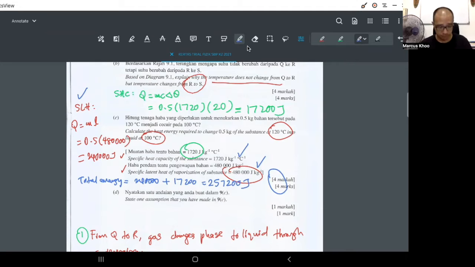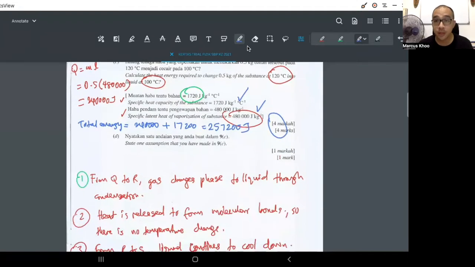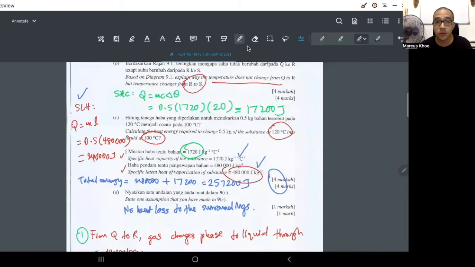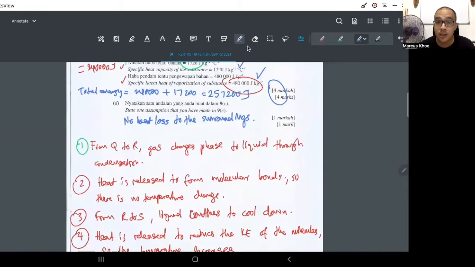Okay, state one assumption. Now, this is a very common question. Whenever you do a heat question, the assumption is always one and the same. No heat loss to the surroundings. Because at your level, you are not required to consider heat loss. If there is heat loss, it means you have to think about how much heat is released to the surroundings.